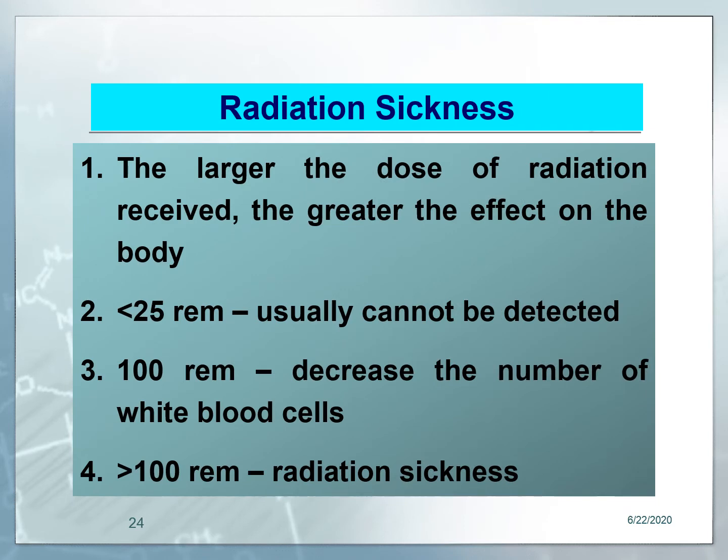Next is radiation sickness. The larger the dose of radiation received, the greater the effect on the body. For example, if you received less than 25 rem, this usually cannot be detected. However, at 100 rem, it will decrease the number of white blood cells, which are important to protect our body from disease. If you received more than 100 rem, you will suffer radiation sickness, such as nausea, vomiting, fatigue, and a reduction in white cell count.